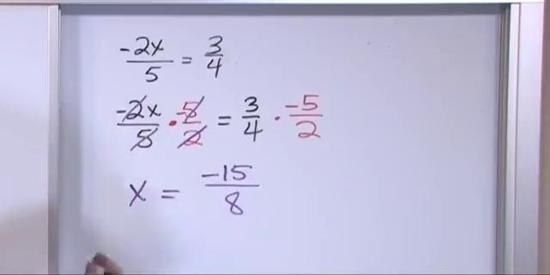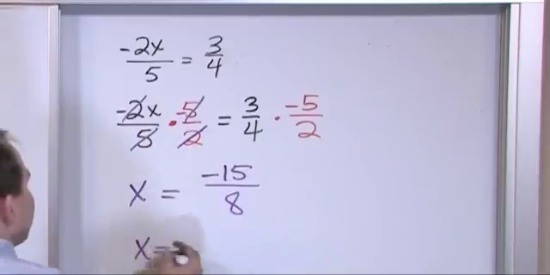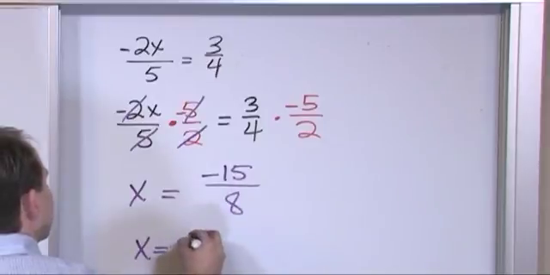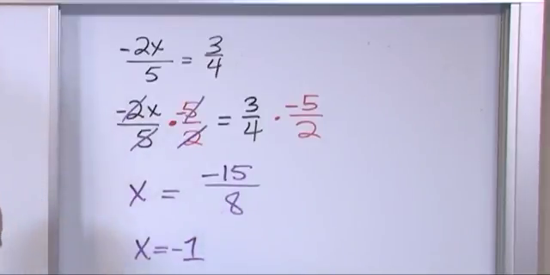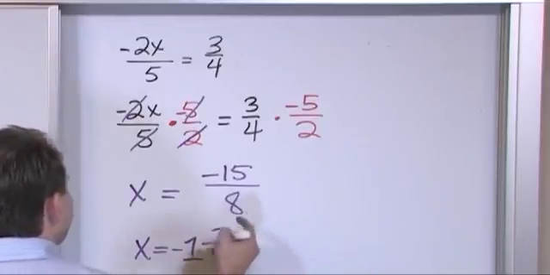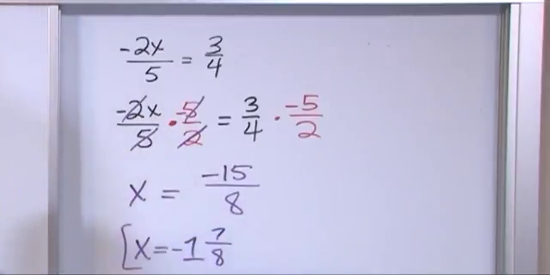All right? Now, this is improper, so I can simplify that by saying, how many times can 8 go into this? It can only go 1 time. Don't forget your negative. What's the remainder left over? You're going to have 7, and you always write it over 8. So you have 1 and 7/8, negative 1 and 7/8.